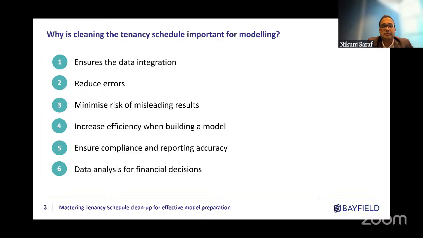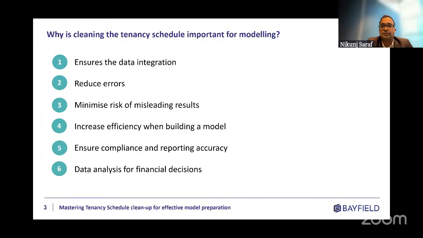The third one is minimizing the risk of misleading results or improving decision making. This is something that I'll show when we actually move to the Excel segment of this webinar, where we can draw meaningful insights from a rent roll, which can aid in decision making in terms of whether we like the rent roll, whether we would like to invest in the property based on the information available on the rent roll or not.